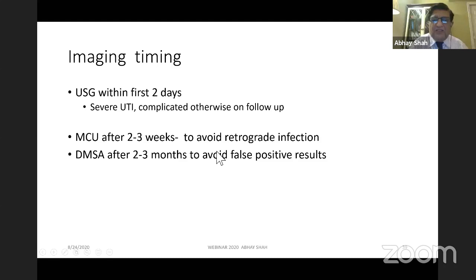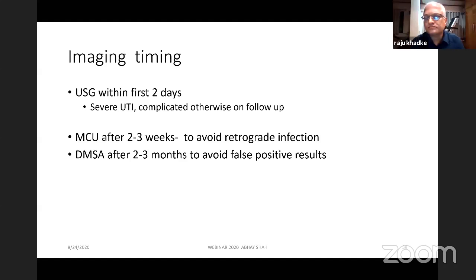Because if you are doing it immediately, there will be pyelonephritis, and this pyelonephritis on scan will look like scarring. So there is pseudo scarring, and there will be a false positive. That is the reason you have to do the DMSA after 2 to 3 months of the resolution.